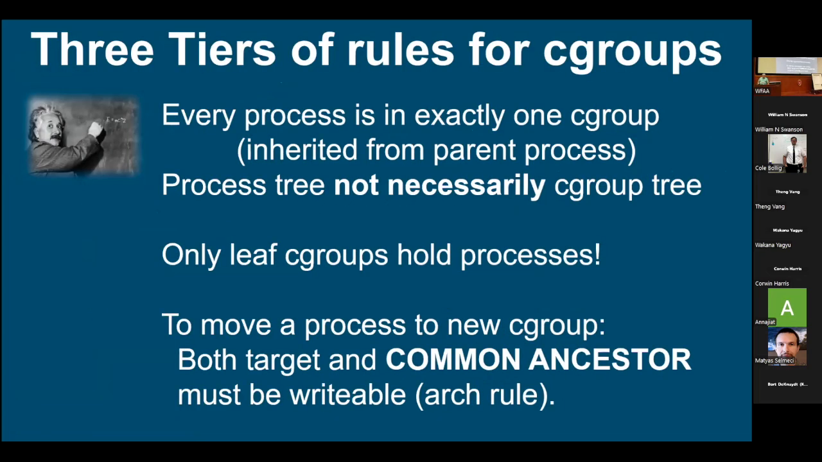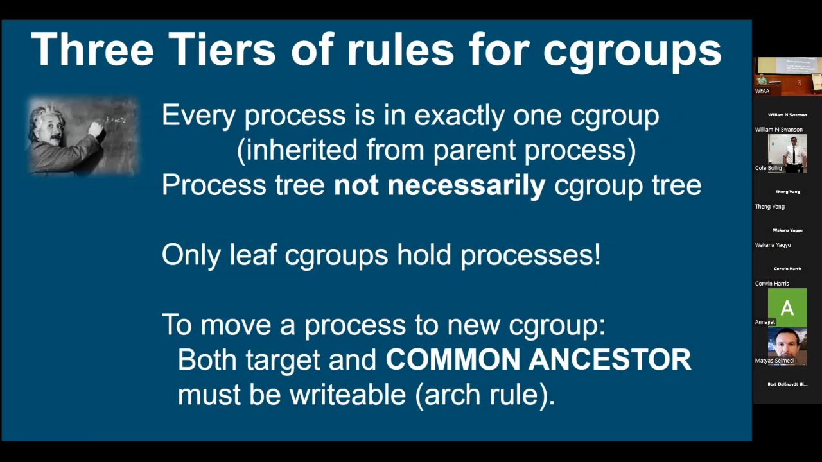And there are 3 tiers of rules for using cgroups. The first tier is kind of like the laws of physics. These come from the kernel, and you really can't break them and you really can't change them either, unless you make a kernel pull request. One particularly tricky thing is that the Unix process tree is not necessarily one-to-one and onto with the cgroup tree. A very important rule is that only leaves of the cgroup tree can hold processes. Interior nodes cannot hold processes.